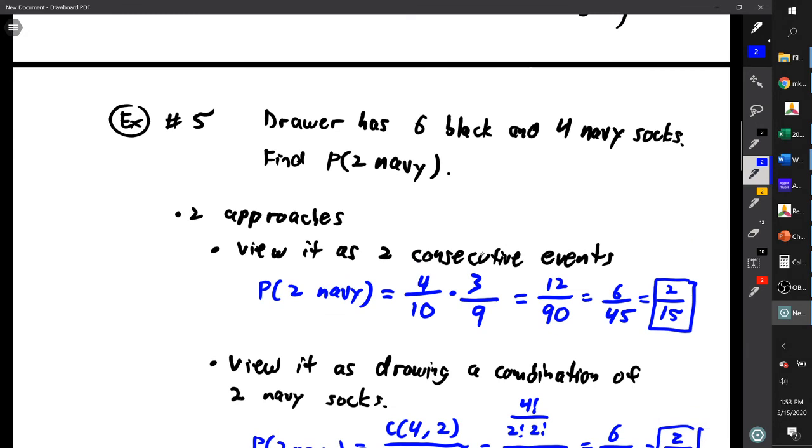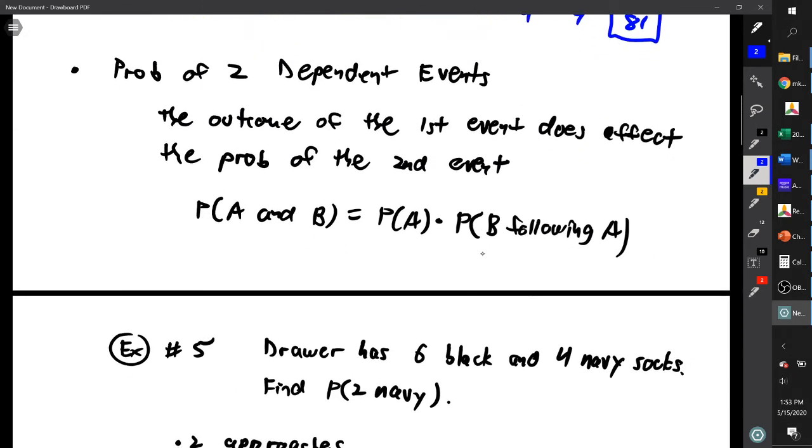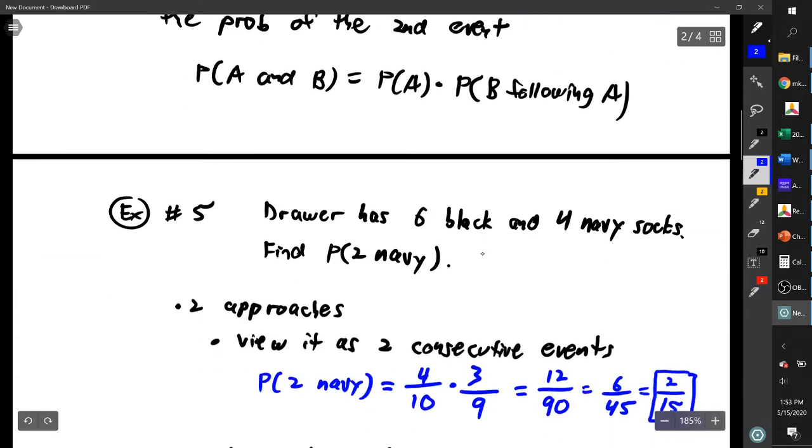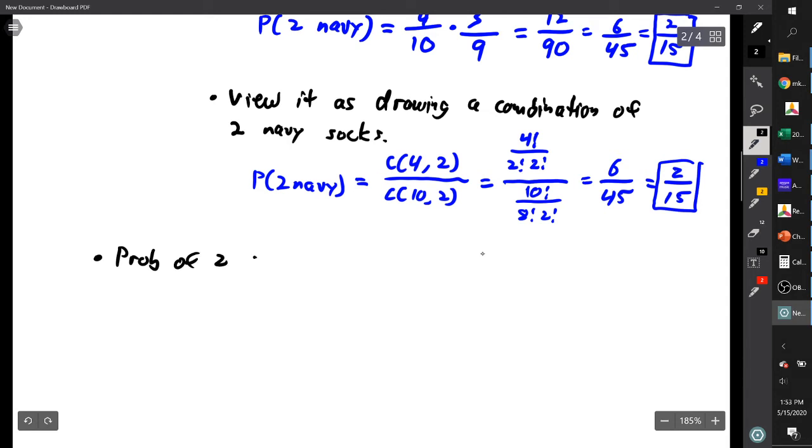All right, so that is probability of 2 dependent events. The next topic we have for this lesson is probability of mutually exclusive events. So we'll go prob of 2 mutually exclusive events.